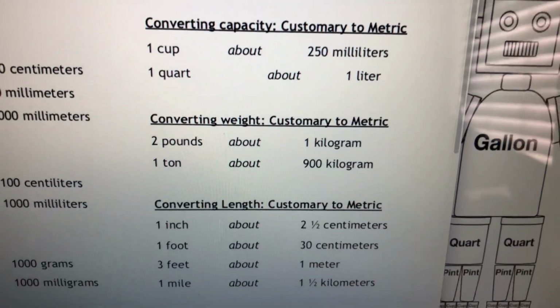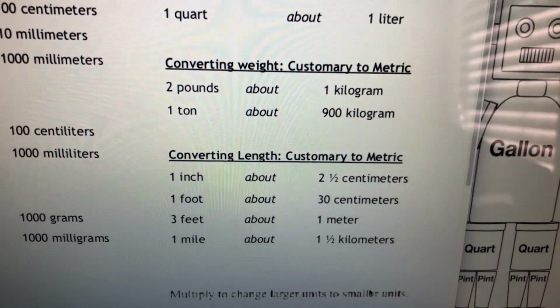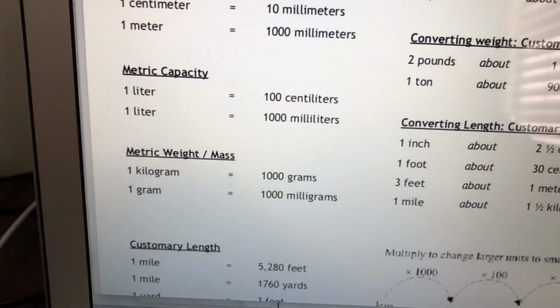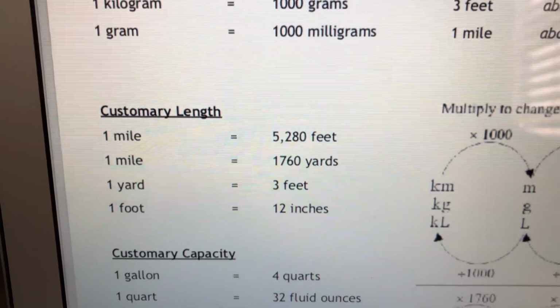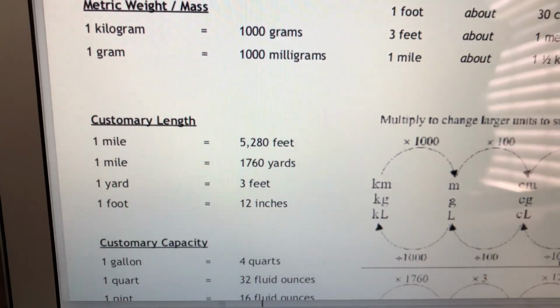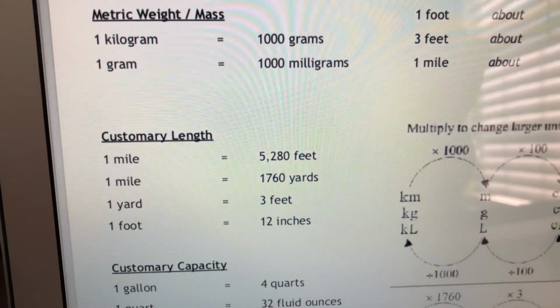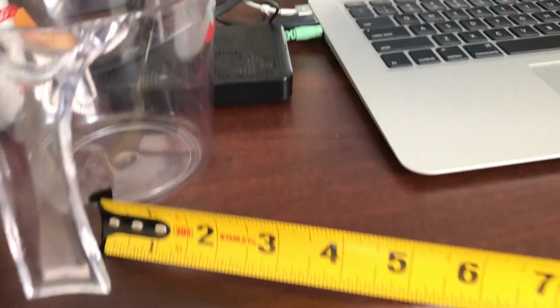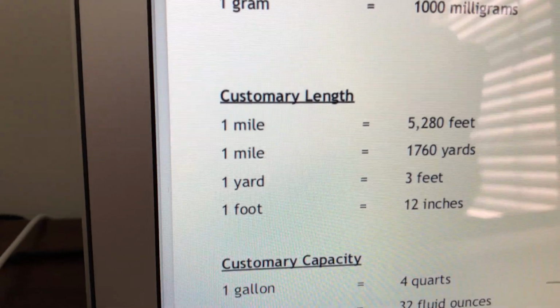For United States customary, we have 1 mile is 5,280 feet, 1 mile is 1,760 yards, 1 yard is 3 feet. So there's 1 yard. And then 1 foot is 12 inches.